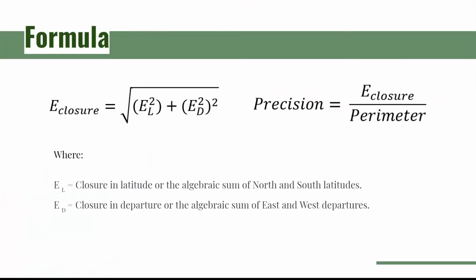The formula for the error of closure: the error of closure equals the square root of error of latitude squared plus error of departure squared. The formula for position or relative error equals error of closure over the perimeter of all courses, where EL equals the closure in latitude, or the algebraic sum of north and south latitude, and ED equals the closure in departure, or the algebraic sum of east and west departure.